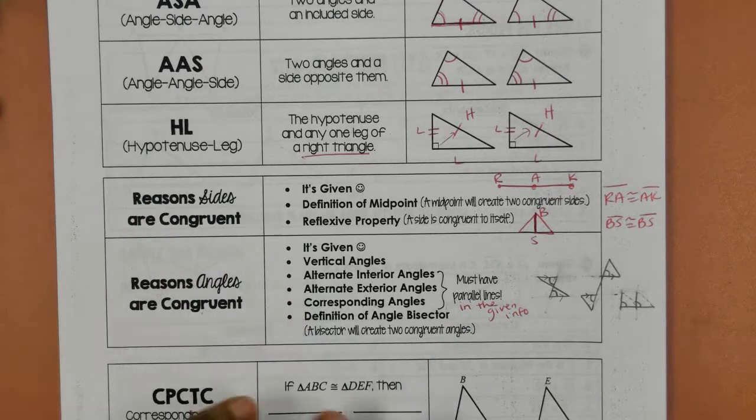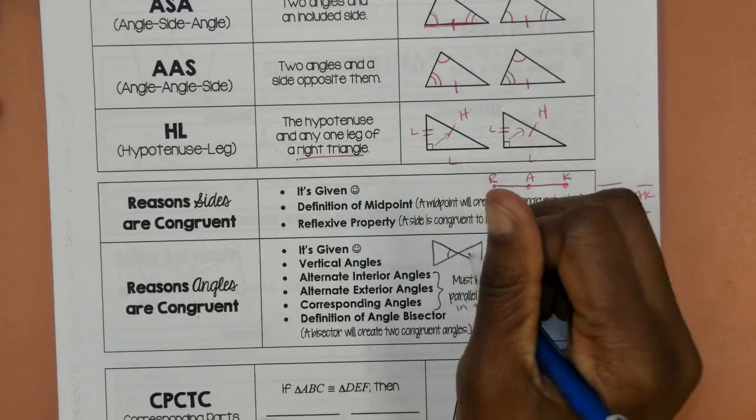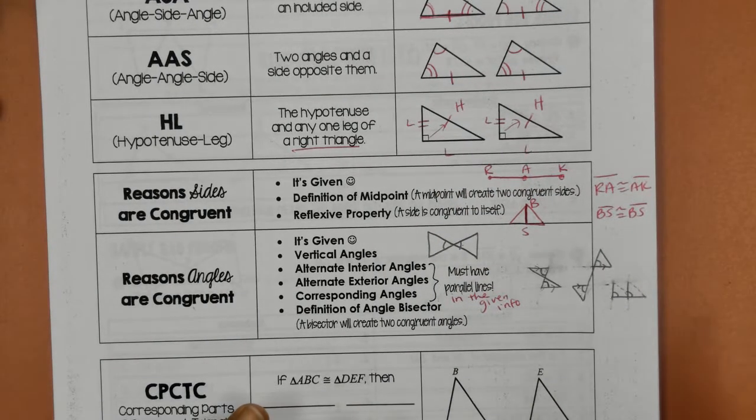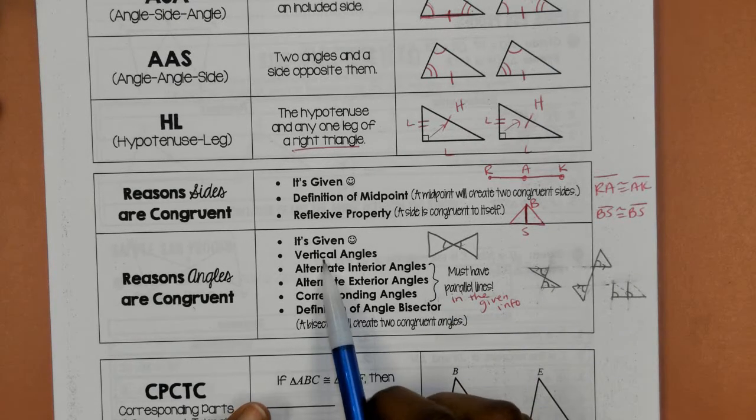Other two things on here: vertical angles, if you have two angles opposite each other, those are vertical, and they're automatically congruent. It doesn't have to say anything in the given information about parallel lines or about bisecting, midpoint, none of that. It just has to look vertical in the picture, and then you can say that as a reason.